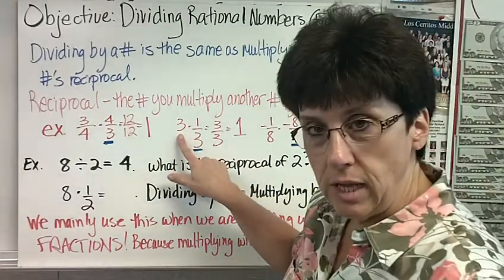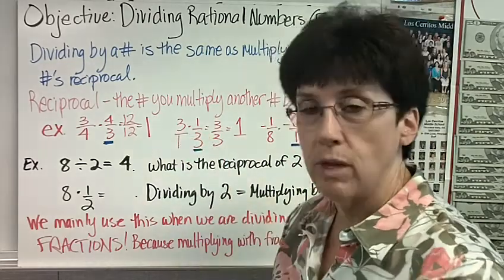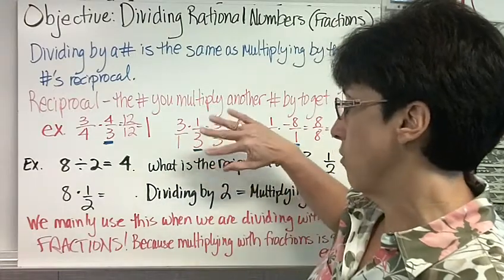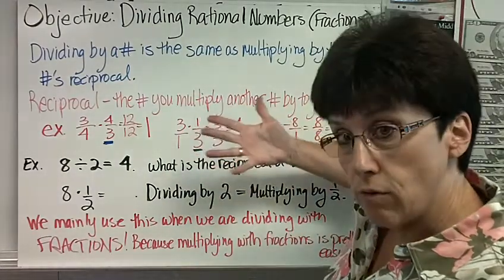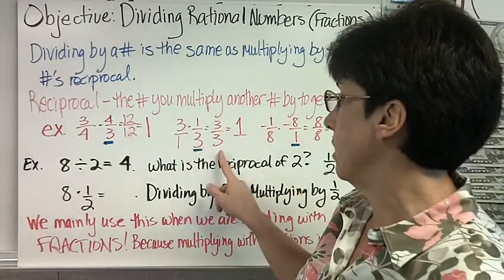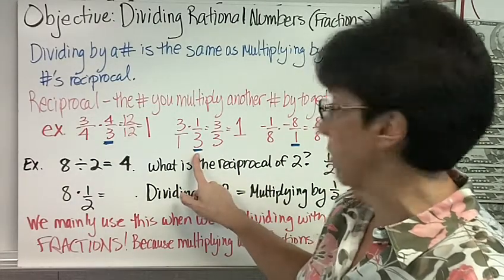If you have the number 3, you need to remember we can always write a whole number as a fraction by putting 3 over 1. Well, 3 over 1, the reciprocal would be 1 over 3. It's the number inverted. Remember inverse? When you multiply these, you get 3 over 3, which is 1. So the reciprocal of 3 is 1/3.